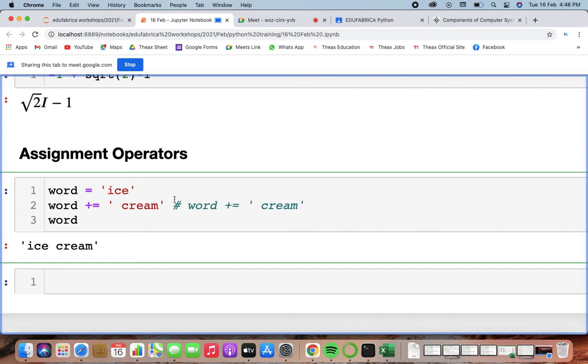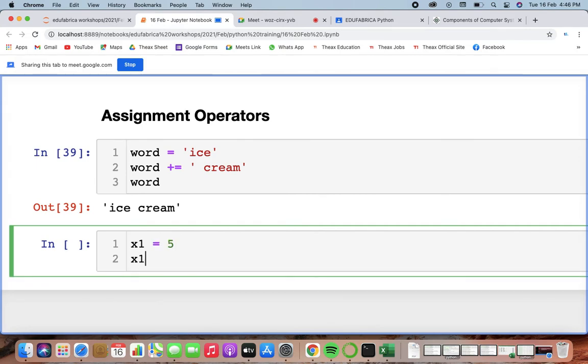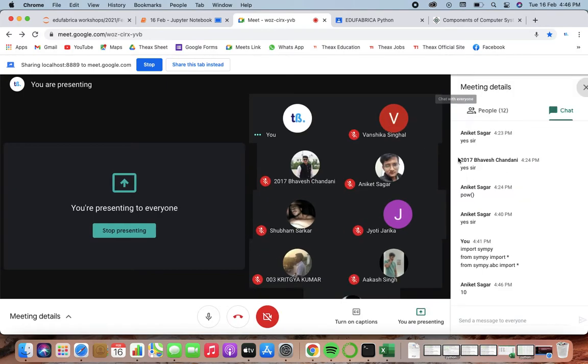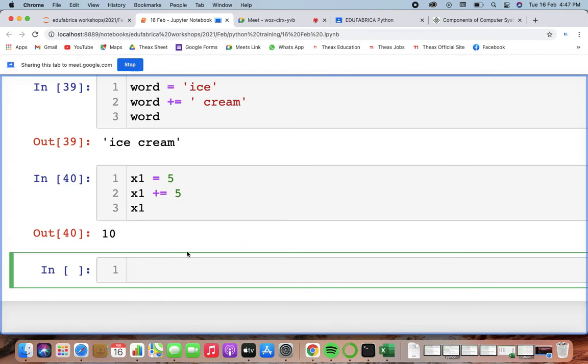Right, so this is the thing. This is nothing but assignment only. Concatenation here in the string we say, but this is an assignment operator, plus equals to. So let's say x1 is equals to 5. If I say x1 plus equals to 5, then what will the value of x1 be? 10. It would be 10.